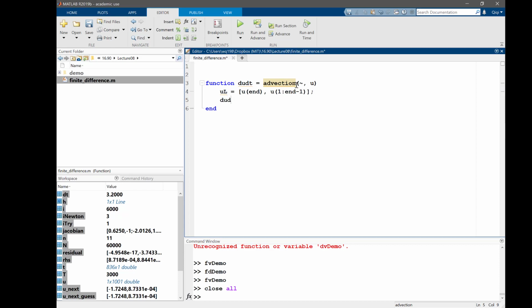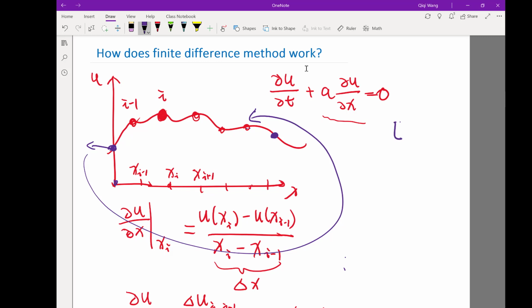Okay, so du dx is going to be approximated by u minus ul divided by delta x. So we have to figure out what is delta x in this case. So let's actually solve this equation for domain x in 0 to 1, okay? Then if we have a uniform spacing, my delta x is going to be 1 divided by the number of intervals.